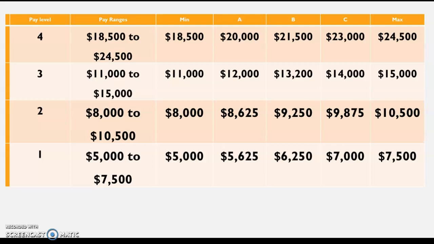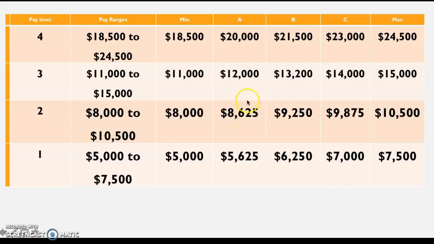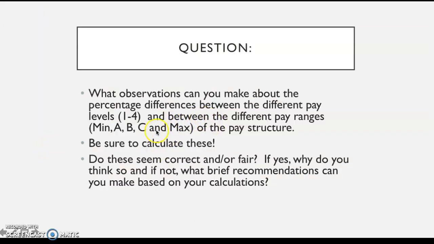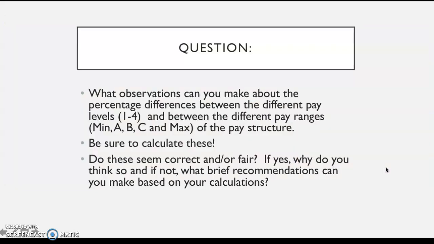So as you know, you were given these pay ranges and pay levels, and you were asked to do a few things with them. What observations can you make about the percentage differences between the different pay levels? That would be these. And the second part, between the different pay ranges, that's the minimum, A, B, C, and max of the pay structure. So that's these, yeah? I think everybody was all right there.